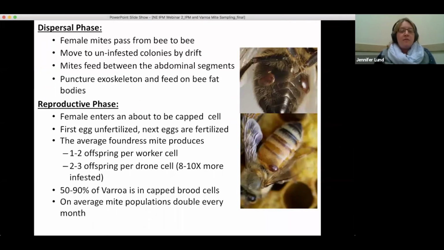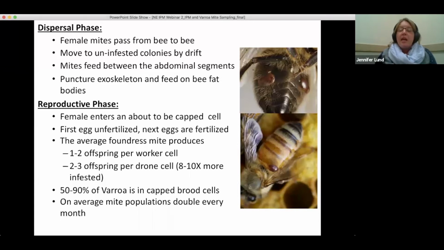And then in their reproductive phase, the female mites will enter an about to be capped cell and hide in the brood food. She'll start laying eggs once that cell is capped. The first is unfertilized, becomes a male. The next eggs are fertilized and become females. And the average founder mite would produce 1 to 2 offspring per worker cell, 2 to 3 offspring per drone cell. And that's because the drones take a little bit longer to develop. They have a couple more days in the pupal stage. And as a result, those mites can produce up to 1 more offspring during that time.